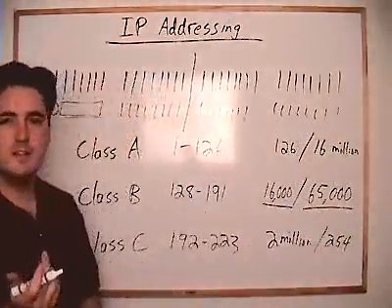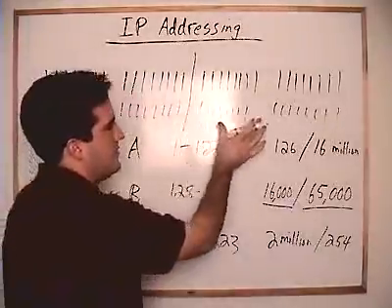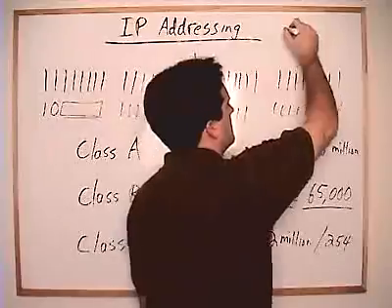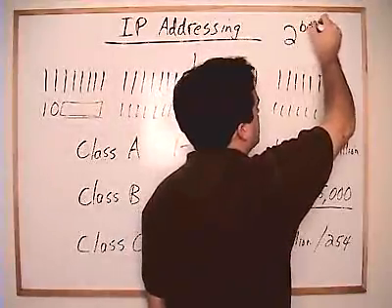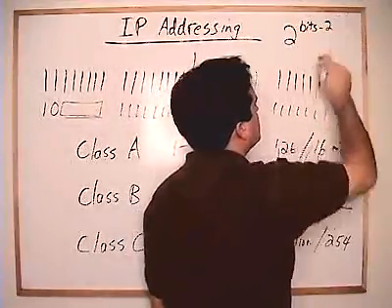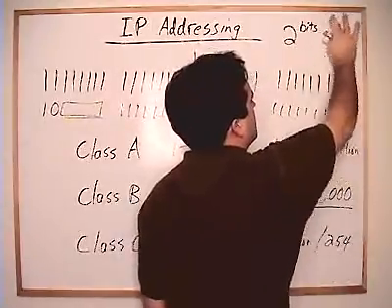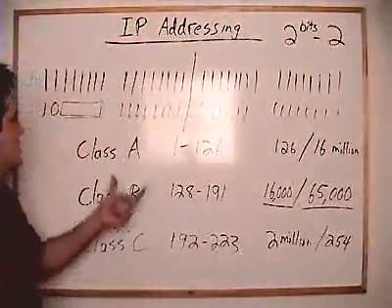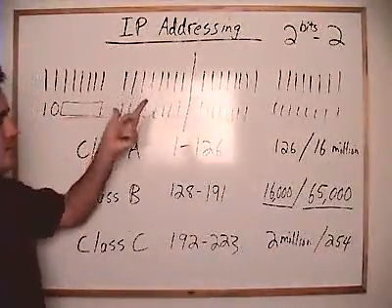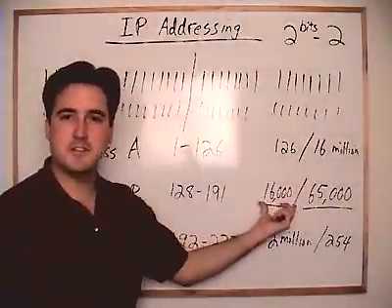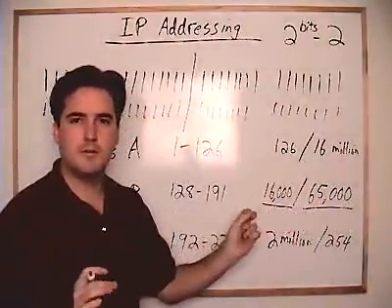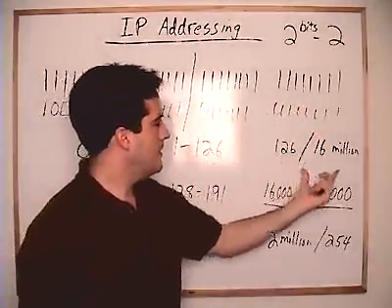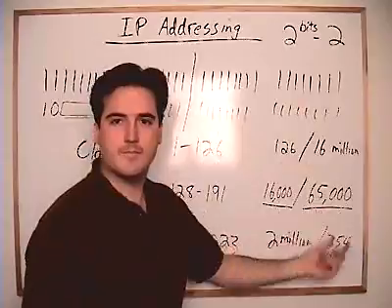One formula I like to use as a way to calculate how many hosts or how many networks we can have per the number of bits that we have is 2 to the bits minus 2. So if I take 2 to the 14 minus 2, I'm going to get around 16,000. These numbers are a little bit of an approximation. If I take 2 to the 16 minus 2, I'm going to get around 65,000.